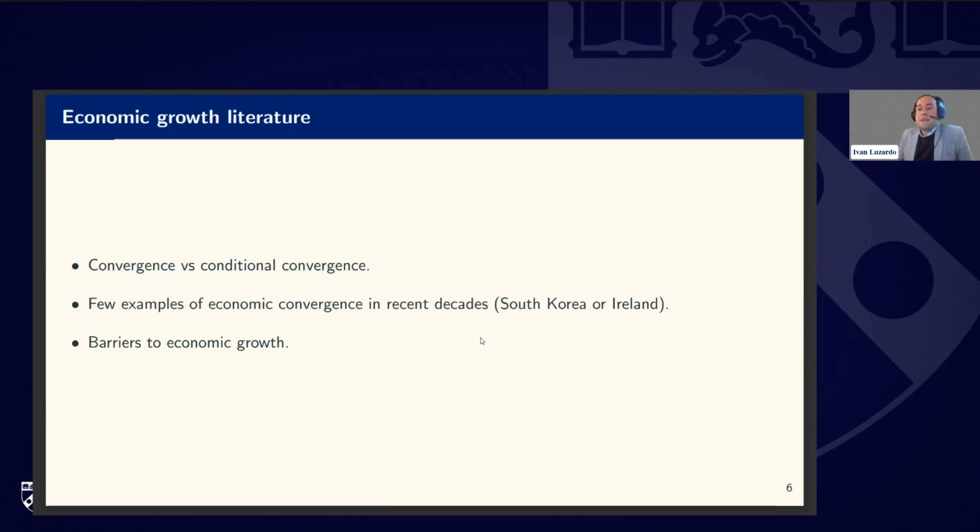So I think that Latin America during this period could also make a contribution to the discussion, because with all the limitations, these countries had some economic convergence during this period. So I think the Latin American cases could be relevant to understand the barriers to economic growth.